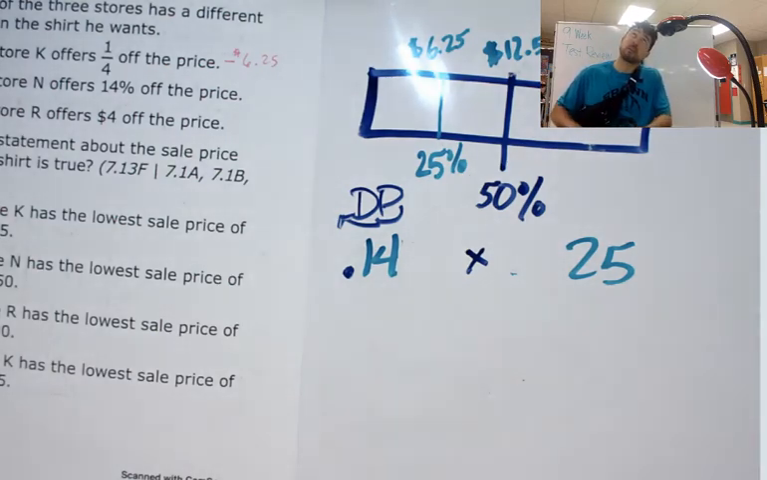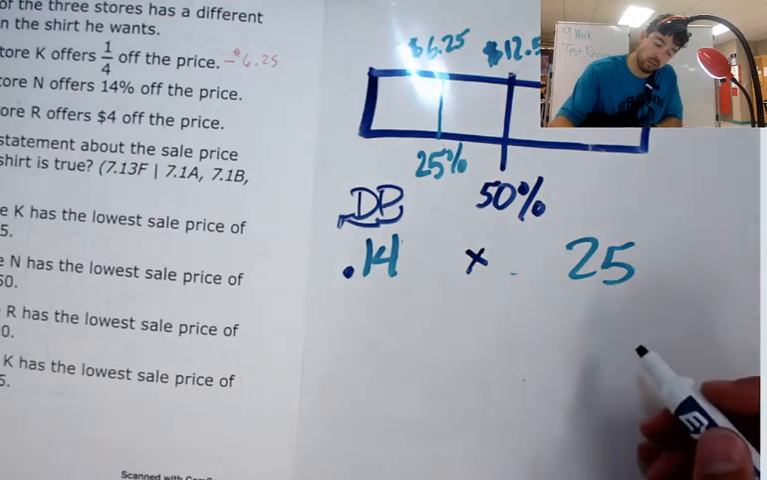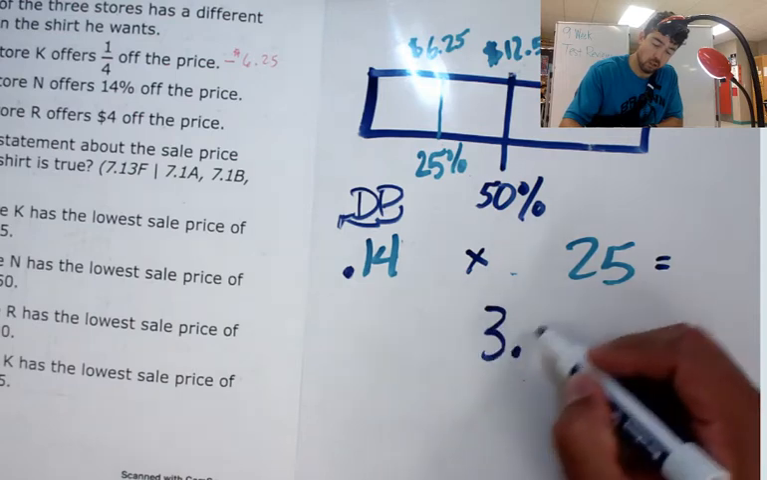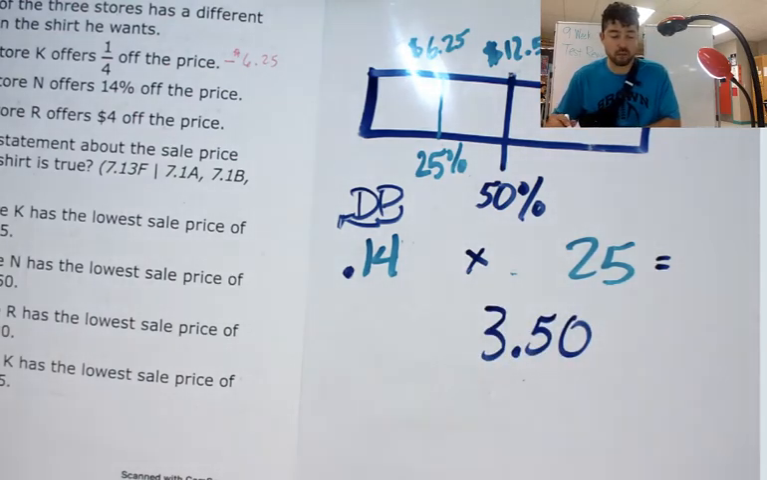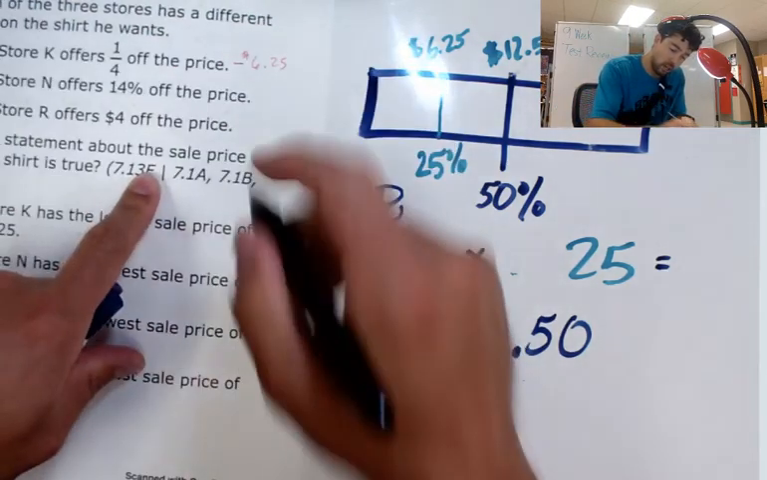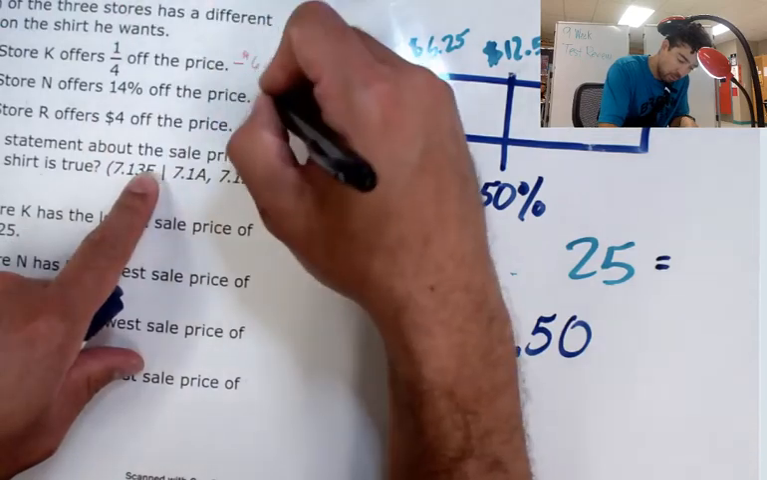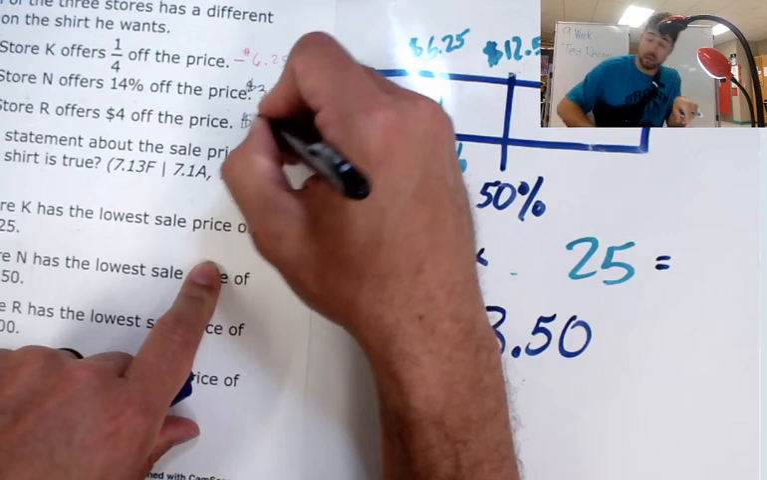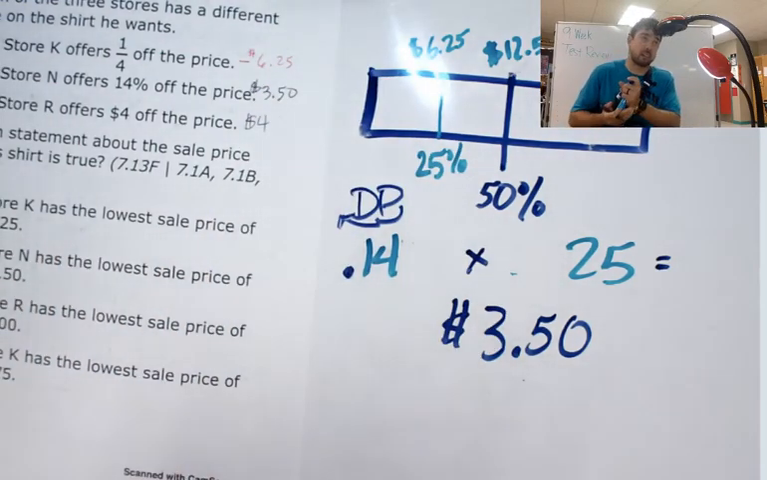Let's see. That would be $3.50. Check my math. 25 times 14. 4, 8, 12. $3.50. Am I good? Yes, sir. Thank you. Mental math. You guys were supposed to learn that in 4th grade. And then this one here, $4 off. Yeah, you were. And the only reason I can tell you that is because I helped my daughter out with her 4th grade homework. And then you guys had to learn all these tricks in 4th grade.